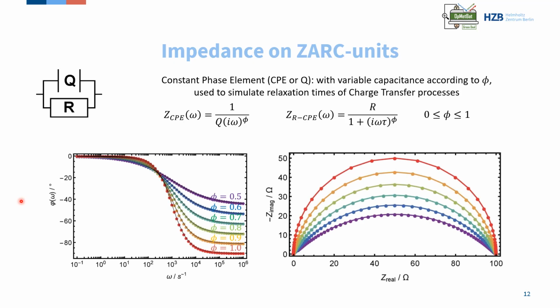In the Bode plot, the higher the exponent, the more pronounced the decrease of phase angle. In the Nyquist plots, the higher the exponent, the more negative the imaginary contribution of the semicircle.